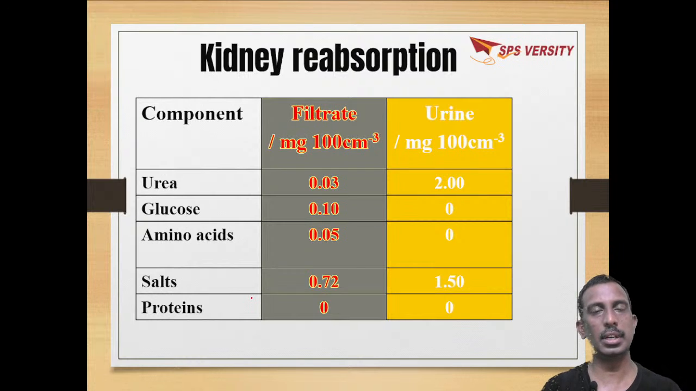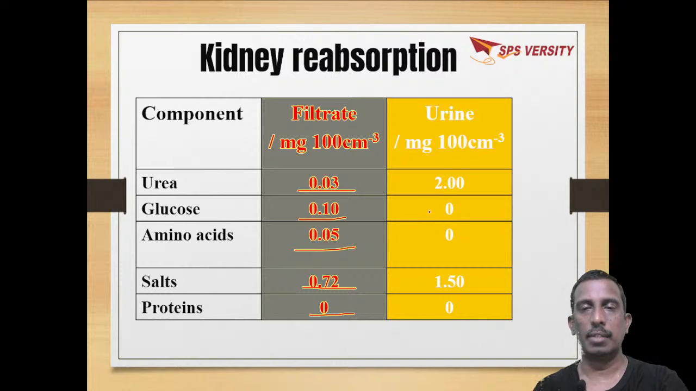You can see the kidney reabsorption. When you take the filtrate, it has 0.03, glucose 0.10, amino acid 0.05, salts 0.72, and proteins 0.